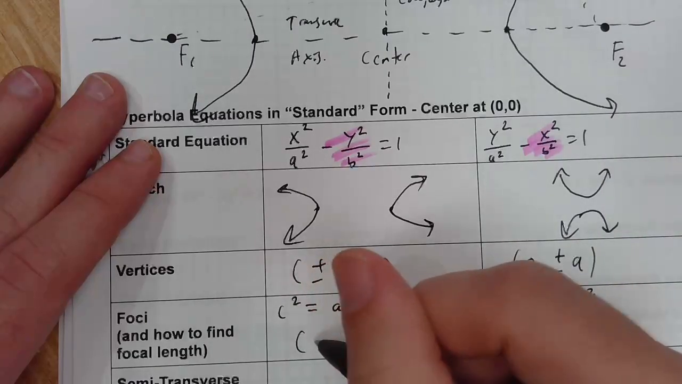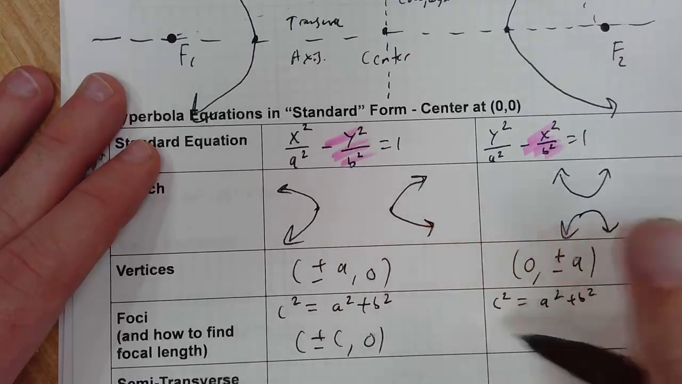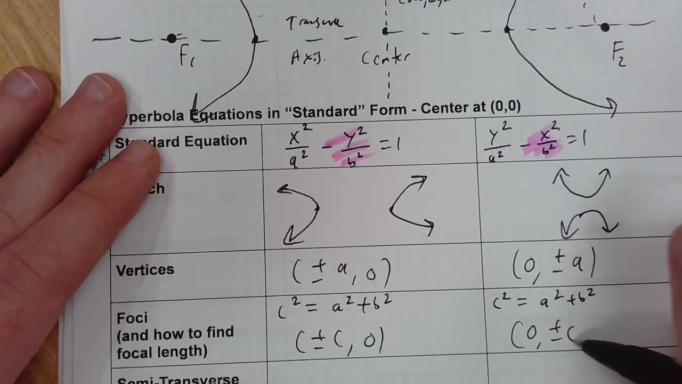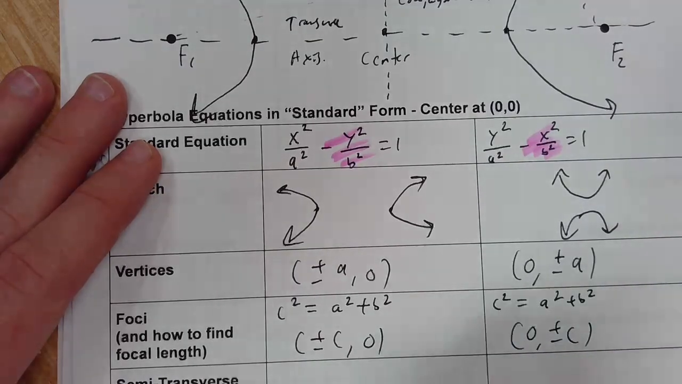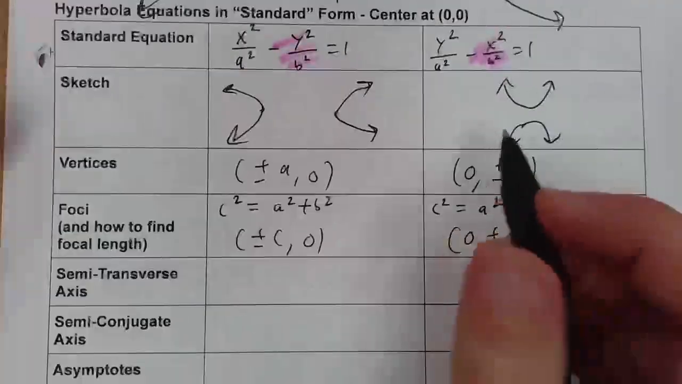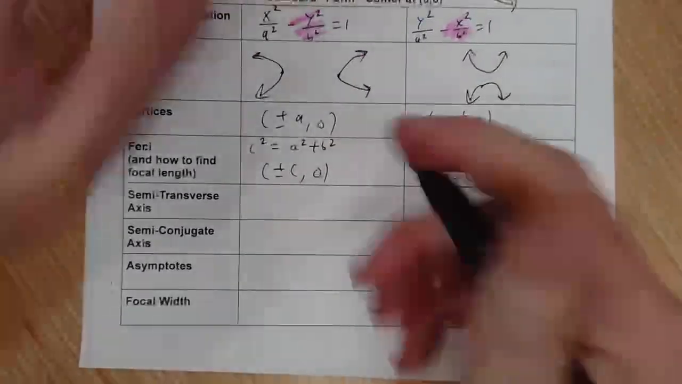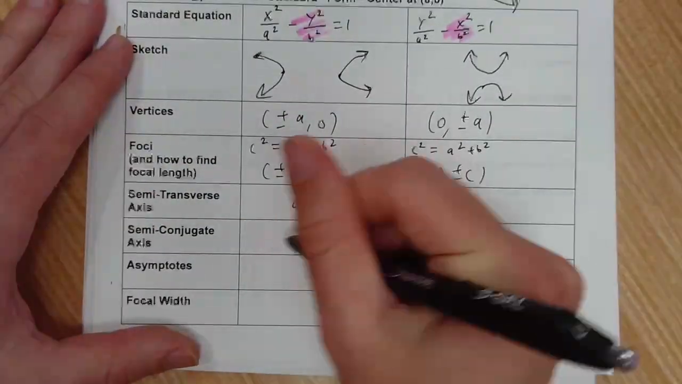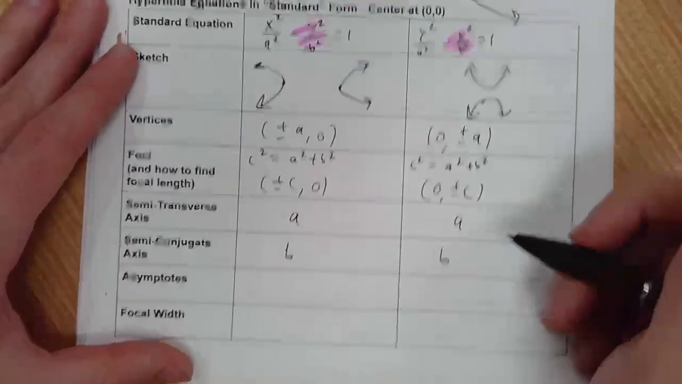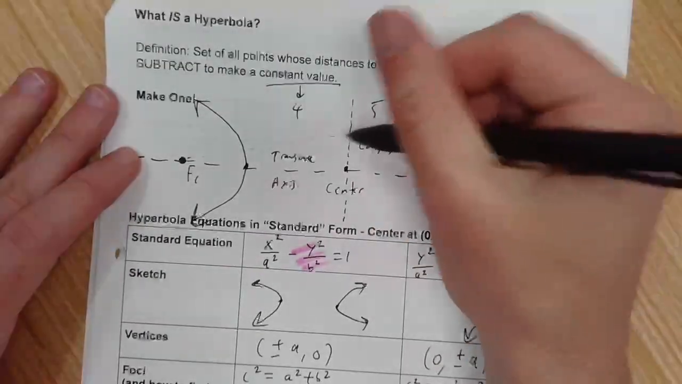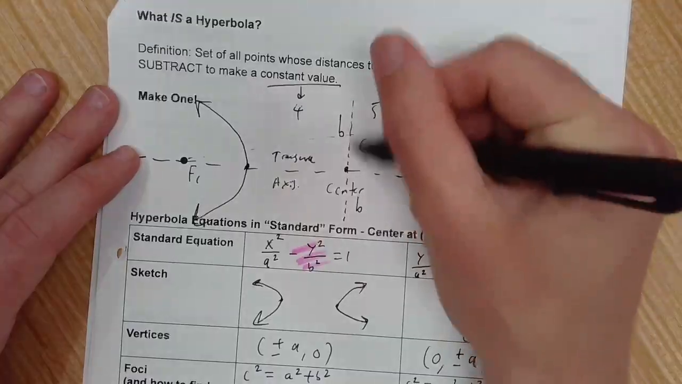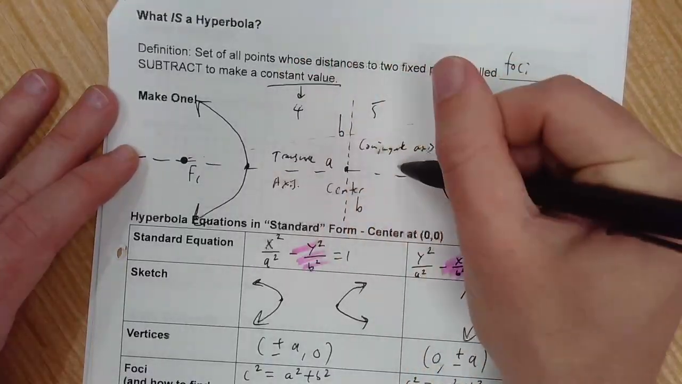And then the location of those foci will be plus or minus c, 0 and 0, plus or minus c. The semi-transverse axis, that means half the transverse axis, is a, and half the conjugate axis is b. I'll go back and label that. So this length is b, that's the semi-conjugate here and here, and this length is a. That's this and this, okay?